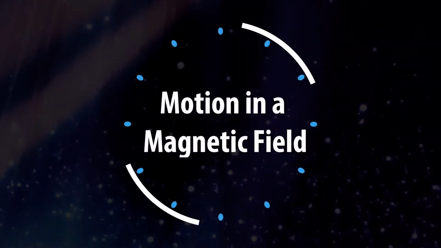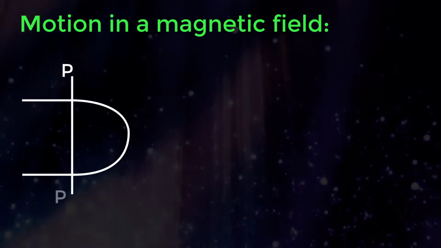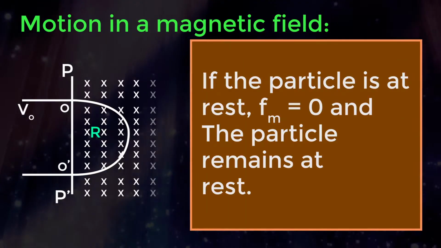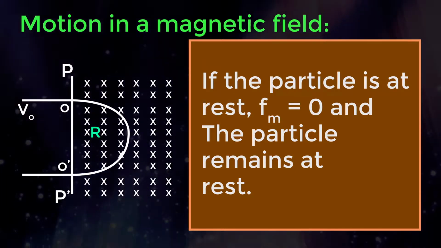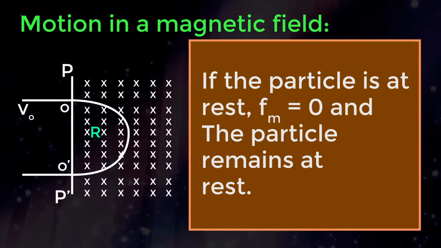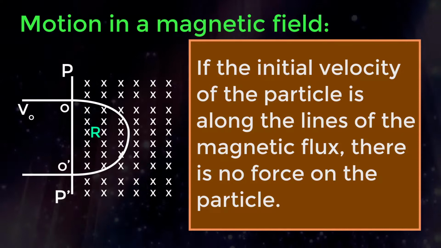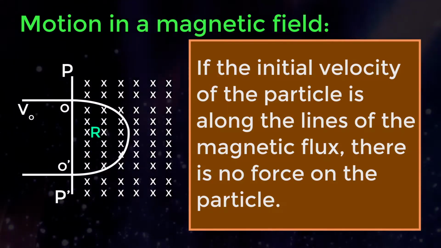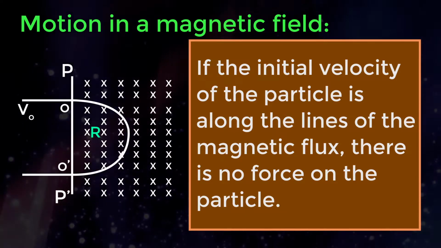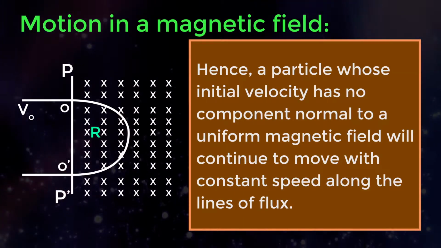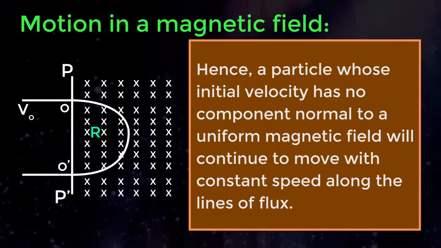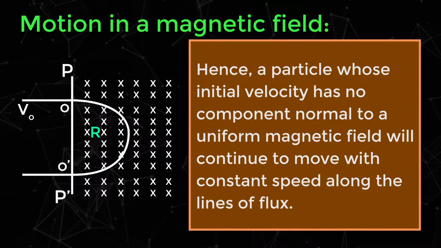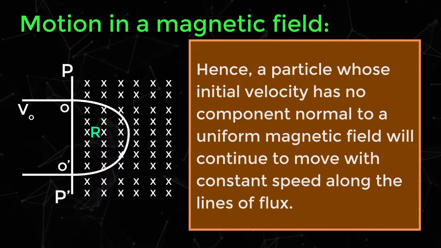Motions in a magnetic field. Consider an electron placed in the region of a magnetic field. If the particle is at rest, Fm is equal to 0 and the particle remains at rest. If the initial velocity of the particle is along the lines of magnetic flux, there is no force on the particle. Hence, a particle whose initial velocity has no component normal to a uniform magnetic field will continue to move with constant speed along the lines of flux.